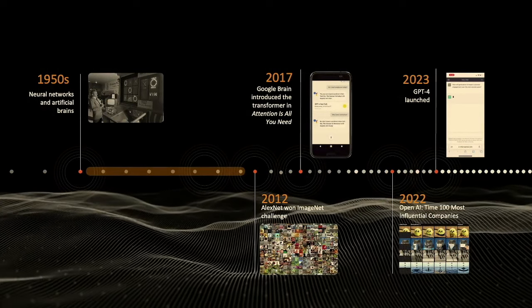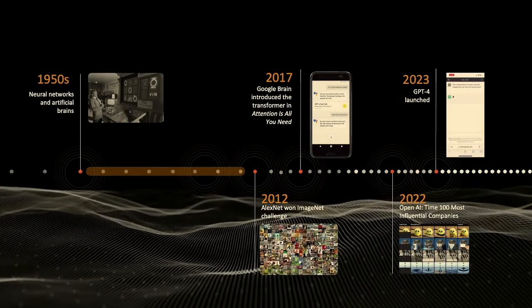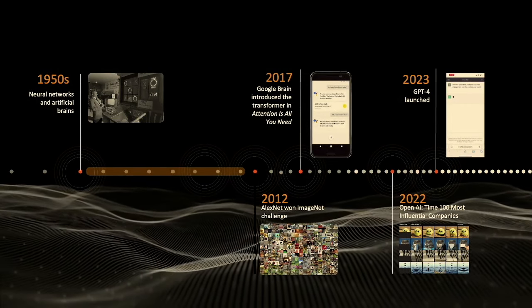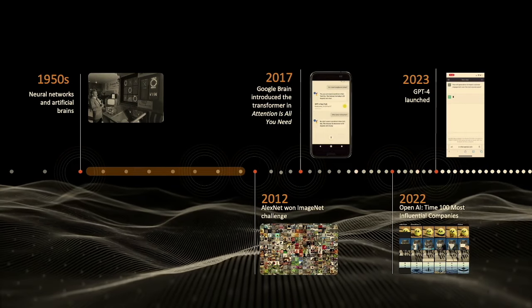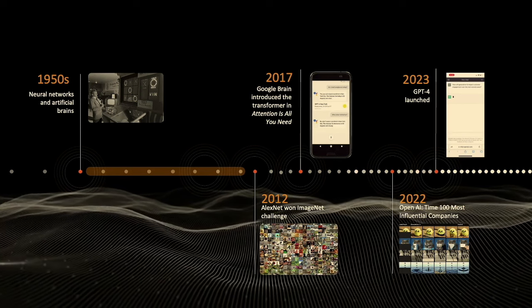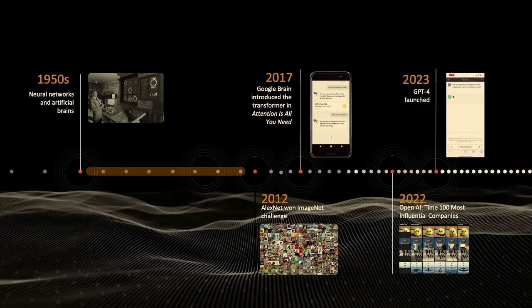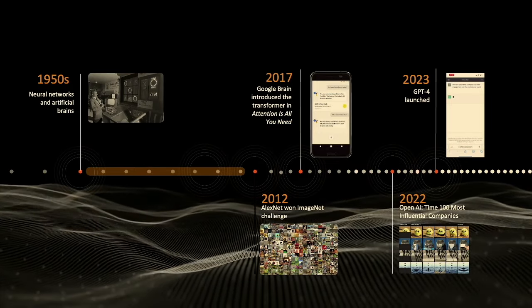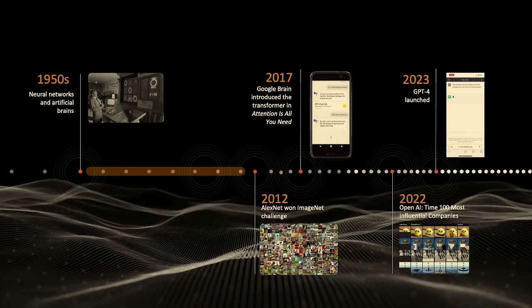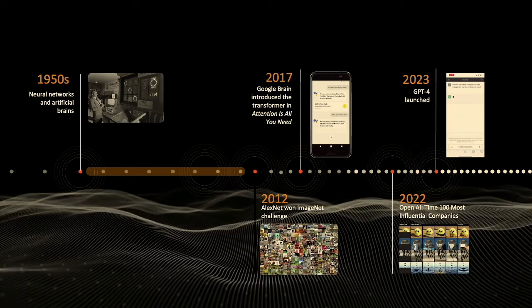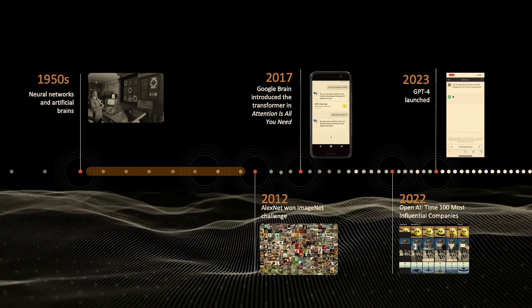In 1943, neurophysiologist Warren McCulloch and mathematician Walter Pitts wrote a paper on how neurons work. At that time, they didn't have advanced computers. They could only create a model to simulate the neuron behavior using electrical circuits. However, in the 1950s, we finally had more advanced computers, so we could model neural networks using computers.